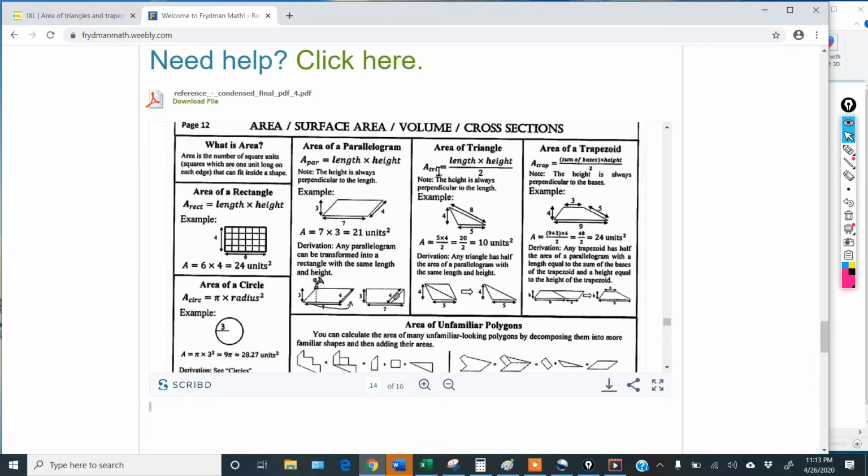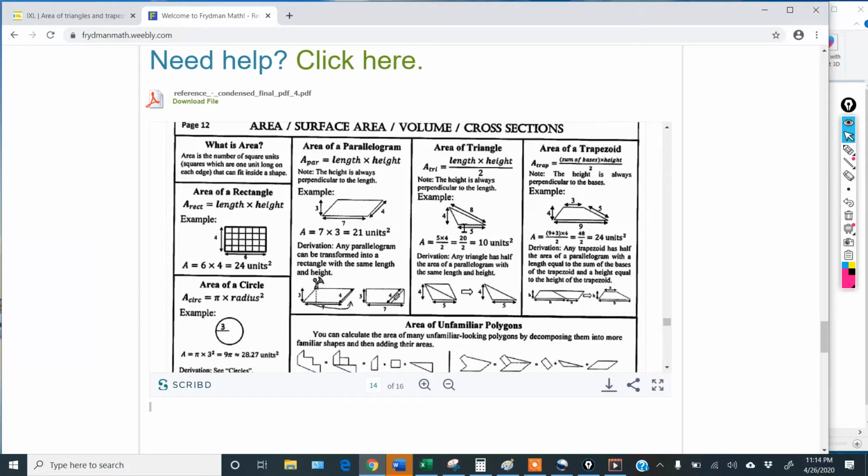So here TRI stands for triangle and TRAP stands for trapezoid. To find the area of a triangle, it's just going to be the length times the height divided by 2. That's how I have it on the reference pages, but in the video, instead of using the word length, I used the word base, and I'm going to be doing the same thing in this video. It doesn't really matter so much what you call it. Something that is important to keep in mind is that the height is always perpendicular to the length, or the height is always perpendicular to the base.